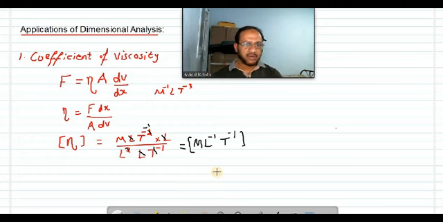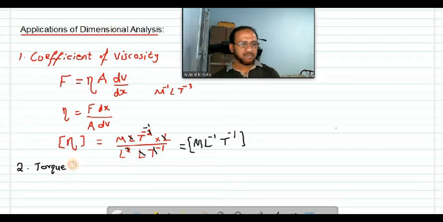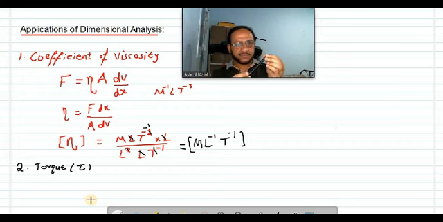Find the dimension of torque. The second question is find the dimension of torque. Its symbol is tau. If you want to rotate a body, you need to apply a torque. If you apply a torque, then only you can rotate a body.